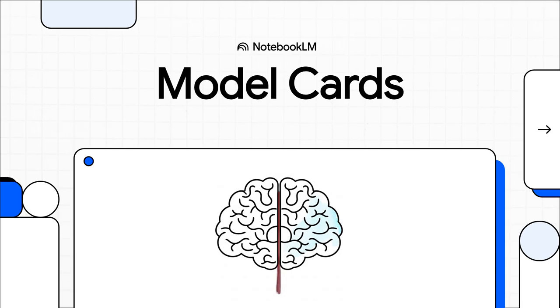All right, let's talk about something that's becoming absolutely essential in the world of AI, model cards. The best way to think about them? They're basically the nutrition label for an AI model. So let's dive in and see what's on the label.